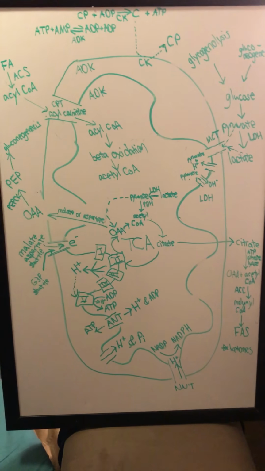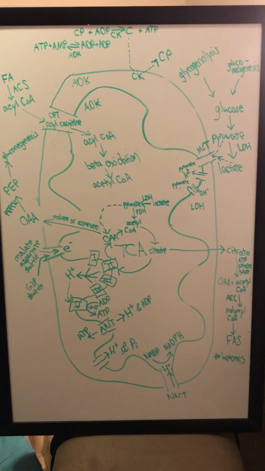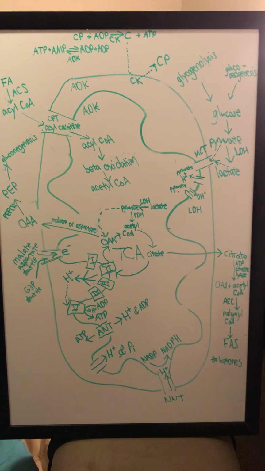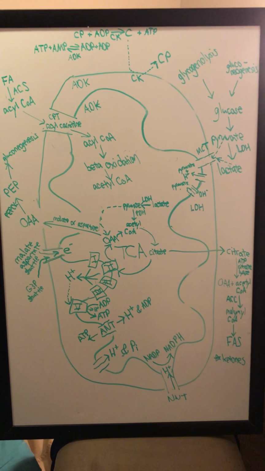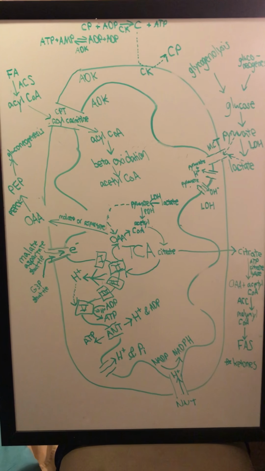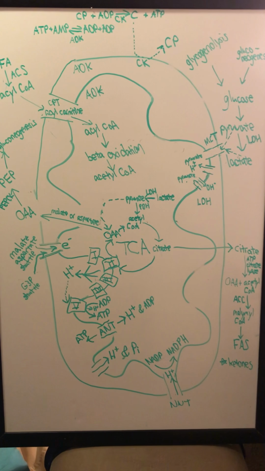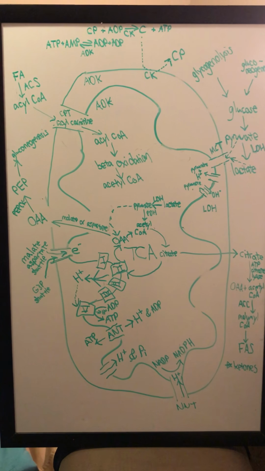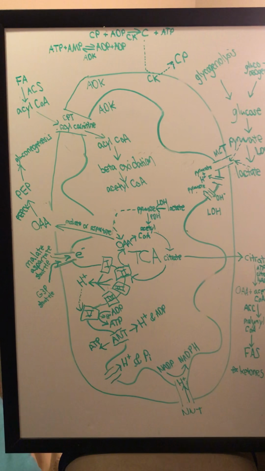And so, as you can see, I'm definitely not an artist, but on this board I've drawn a mitochondrion. It's represented by this big oval surrounded by the outer mitochondrial membrane, and inside that big oval is a more squiggly shape, and that is the inner mitochondrial membrane. And we'll call everything outside of this oval, or outside of the mitochondria, the cytosol.